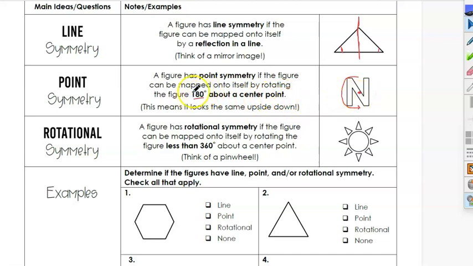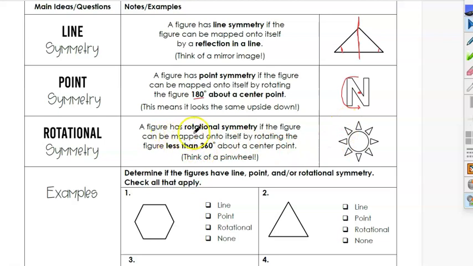So it's got to be a 180 degree rotation. And after that rotation, you ask yourself, do we end up in the original figure shape? And sometimes you can apply this. It looks the same upside down. That would be, and sometimes you can just actually turn your paper upside down and see if the same shape exists. And that might be a good way for you to determine point symmetry.